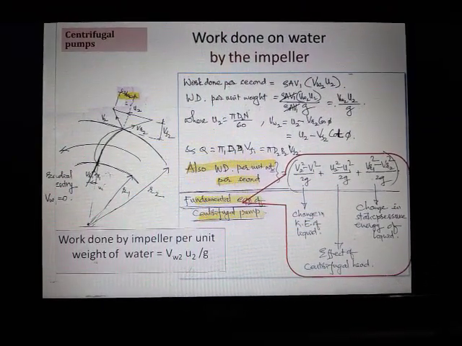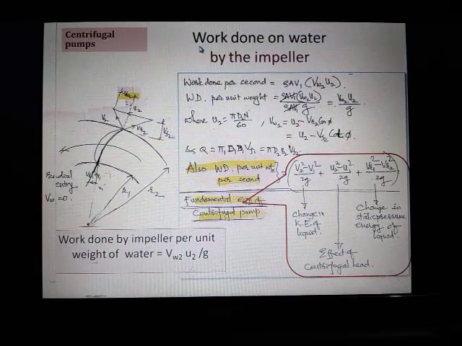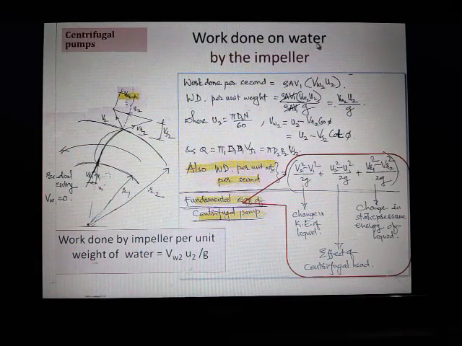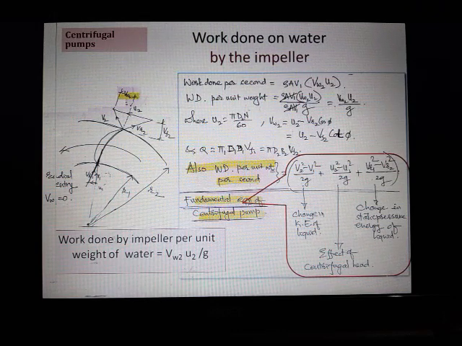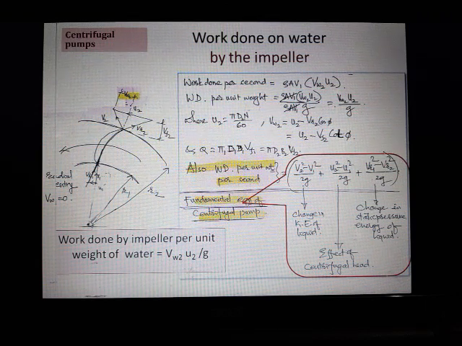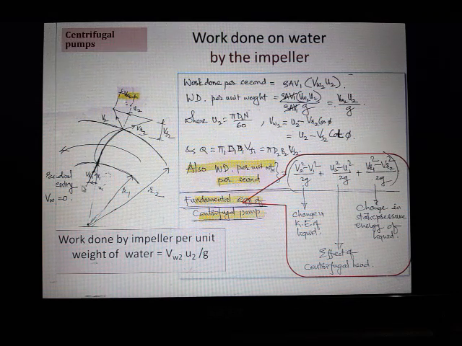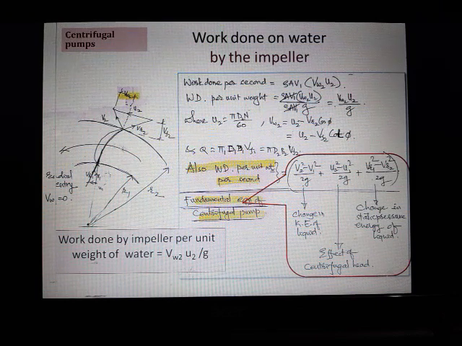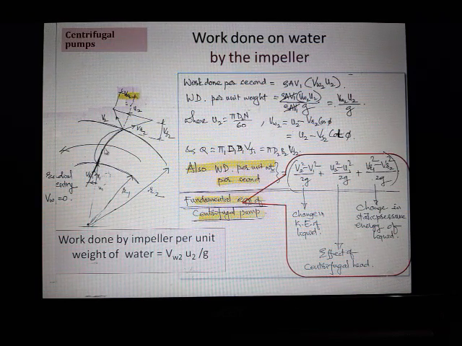Okay, here in this session we'll see work done by the impeller on water. Here velocity triangle diagrams are there. Now when it is going out from the center outside in pumps, this will be the inlet velocity triangle and this will be the outlet velocity triangle.